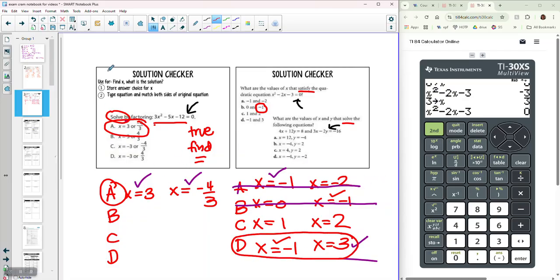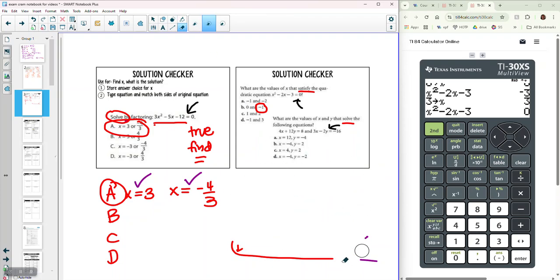Now I'm going to erase this to just give us some more room to work. You are probably working on a whiteboard or some scratch paper, so you have plenty more space.